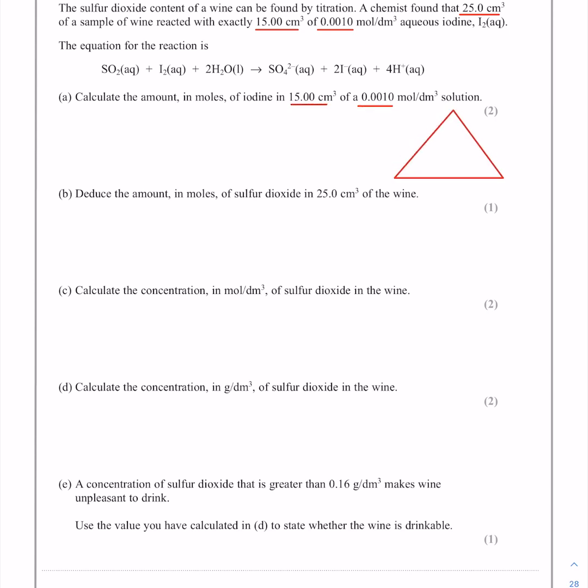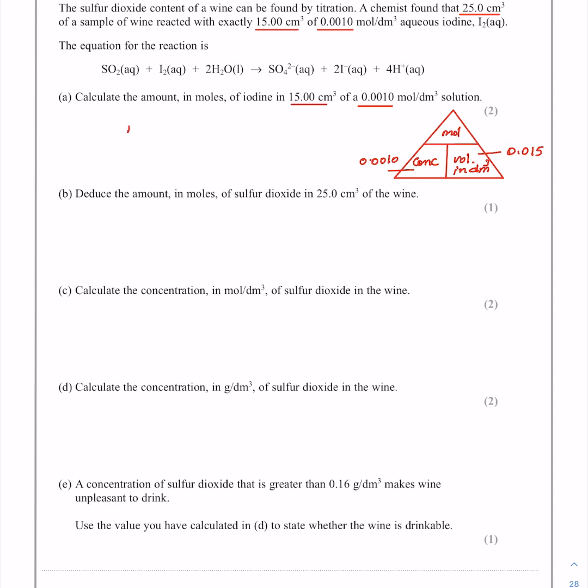طيب القانون عندنا اللي هو بيقول إن المولز is equal to the concentration by الفوليوم in cubic decimeter. طيب أنا دلوقتي عاوز أجيب المولز of iodine، يبقى أعمل multiplying the concentration 0.010 في الفوليوم اللي هو 15 over 1000 يعني 0.015.